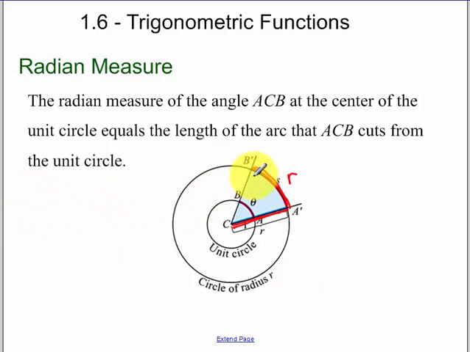And there's a key formula to remember: the length of that arc is S equals r times theta, where theta is in radians.